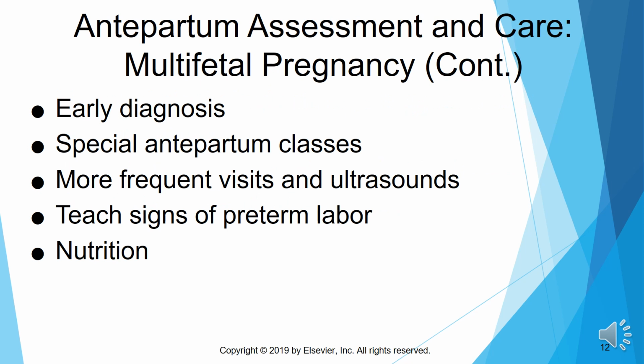The key to a safe multifetal pregnancy is early diagnosis. So knowing that there are two babies in there from the beginning and diagnosing what type of twins they are. Special antepartum classes are available to twins, not so much in our area, but in bigger cities there's a class for everything. They require more frequent visits and ultrasounds just for closer monitoring. Teach them the signs of preterm labor, because a twin pregnancy in general is a risk for preterm labor. And then nutrition is also a problem. Not a problem, but they need added nutrition and closer watching in terms of their nutritional status.